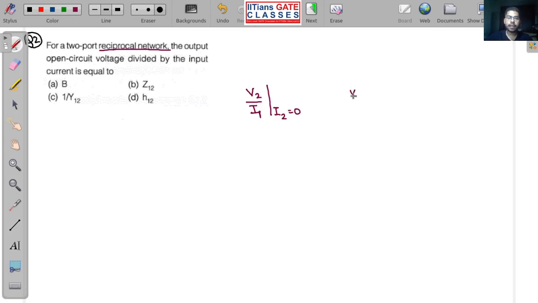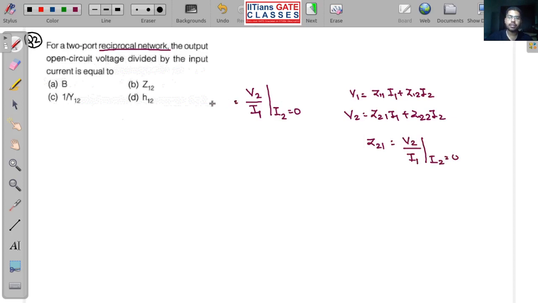If I write the Z parameters, V1 is equal to Z11 I1 plus Z12 I2, and V2 is equal to Z21 I1 plus Z22 I2. So what is Z21? Z21 is equal to V2 by I1 when I2 is equal to 0. So this ratio is equal to Z21. But in the options there is no Z21. So this question is wrong. Is it wrong?